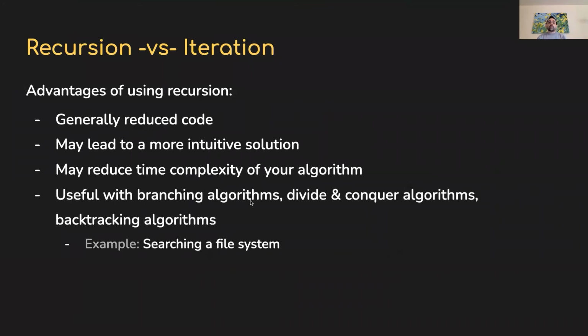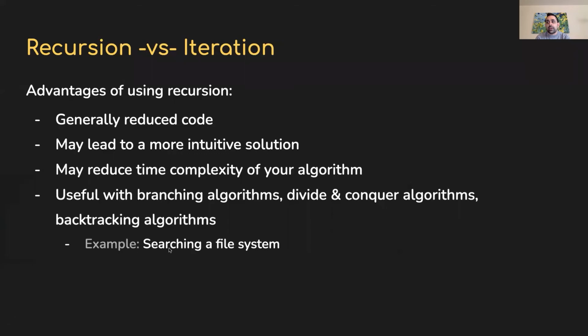There are certain types of problems: branching algorithms, divide and conquer, backtracking algorithms. These are certain classifications that algorithms may deal with. They may be easier to solve with recursion. Again, not necessarily more performant, but easier to solve using recursion.